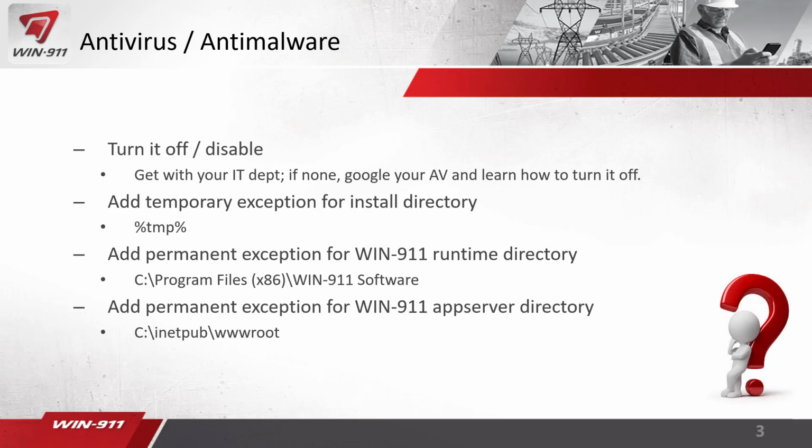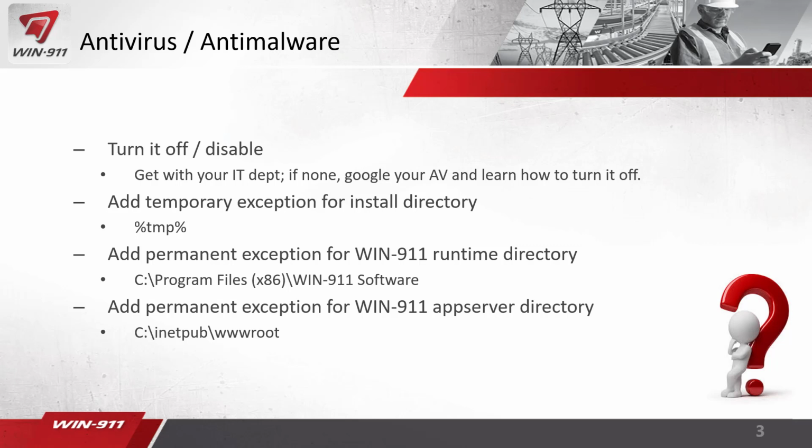For example, you'd want to add a temporary exception for the install directory, which is just %tmp%. You can put that in a Windows Explorer window, and in the search bar, type that in, hit enter, and that's the temp directory that's going to be used for all of the files for installation. You also want to add a permanent exception for the Win911 runtime directory. So this is the C program files x86 Win911 software. That's our folder. All of our runtime and all of the software pieces and modules are in that folder. So add a permanent exception for everything below that Win911 software folder.